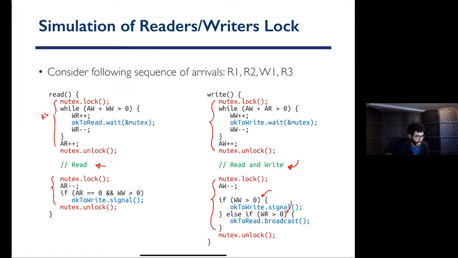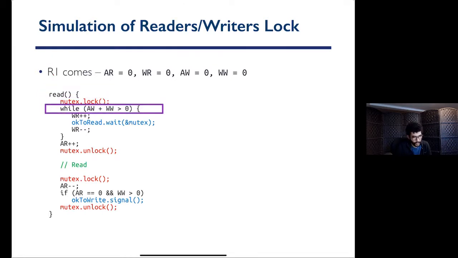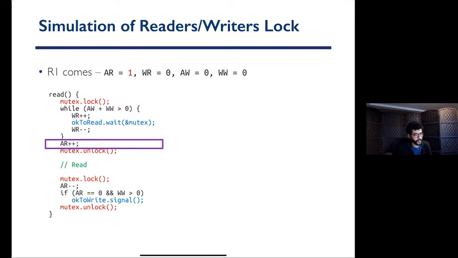OK. Now let's run an example with this. So let's assume that initially all these variables are 0. So I'm looking at the internal state of my lock. There is no active or waiting reader, and no active or waiting writer. So all of them are 0. Now let's say reader 1 comes in. So it wants to read. What does it do? It gets the mutex. It checks these. It doesn't hold. So it moves from the while. It becomes active reader. It unlocks the mutex and it goes to read.